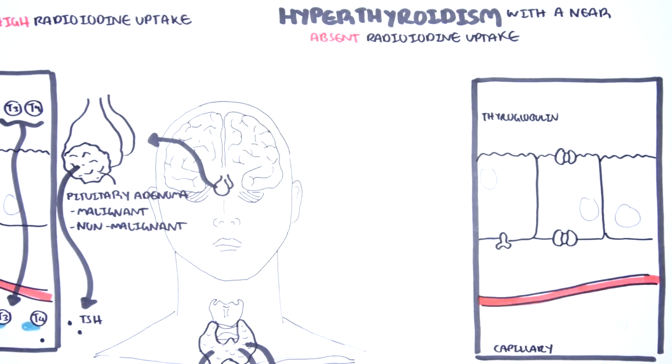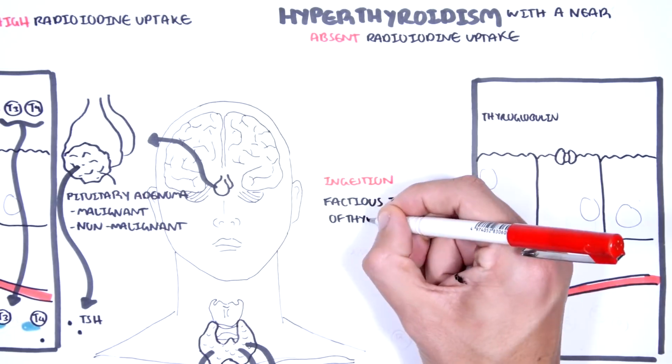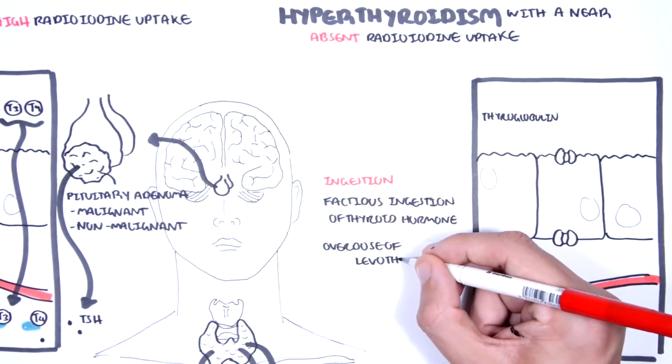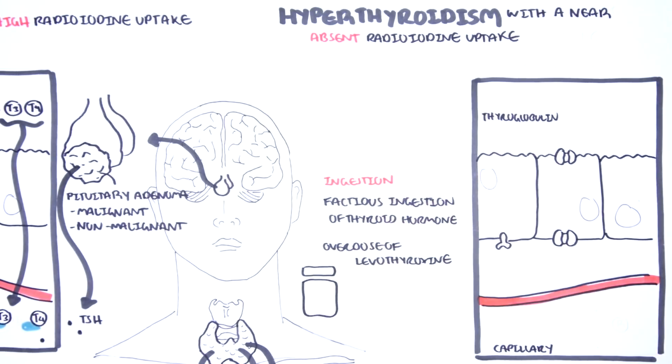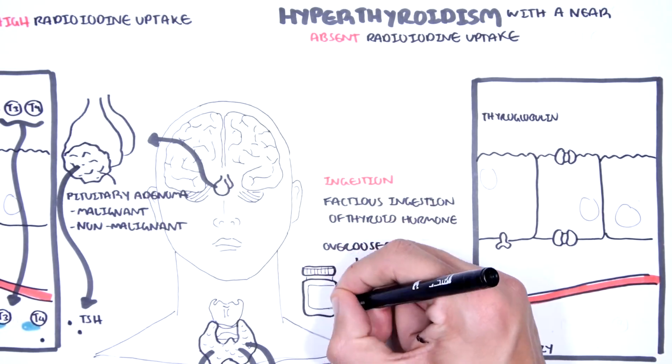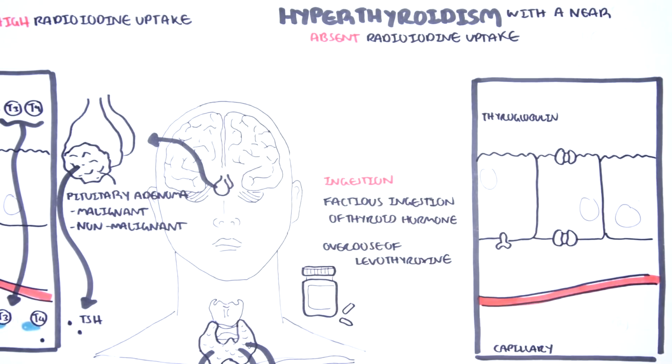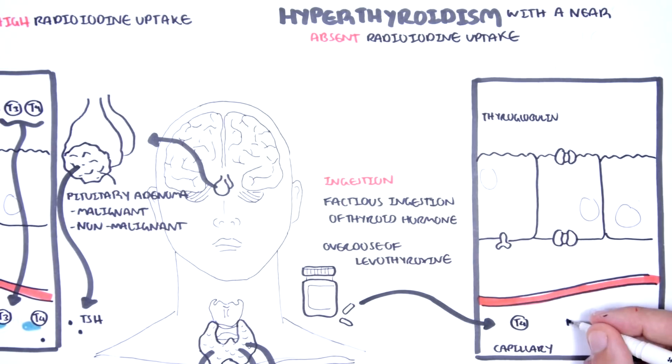A good example of this is ingestion of thyroid hormones, either factitious ingestion of thyroid hormones or overdosing accidentally with levothyroxine. When you ingest thyroid hormones, they are absorbed easily in the gut and can enter circulation easily, causing hyperthyroidism. This still has that negative feedback to the brain to reduce thyrotropin releasing hormone and thyroid stimulating hormone levels.